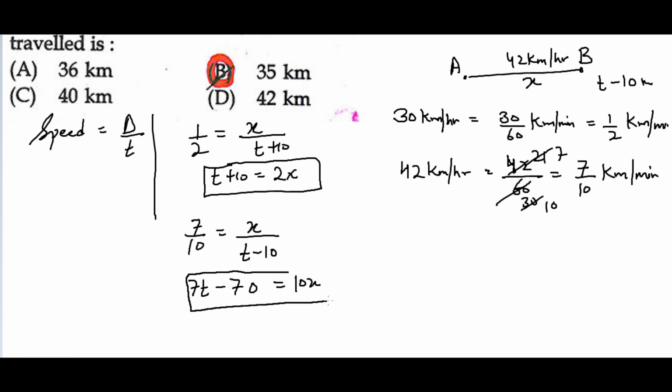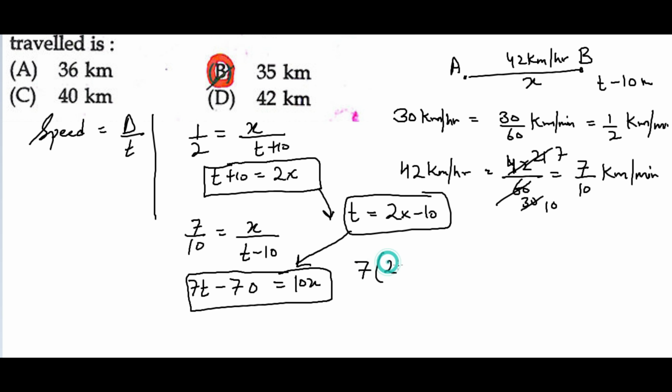Now our motto is to find the value of x. So what we are going to do here is we will find the value of t. t is 2x minus 10, and we are going to substitute this t value in this equation. So what we are going to get is 7 times 2x minus 10, minus 70, is equal to 10x. So 14x minus 70 minus 70, this 10x we bring to this side.